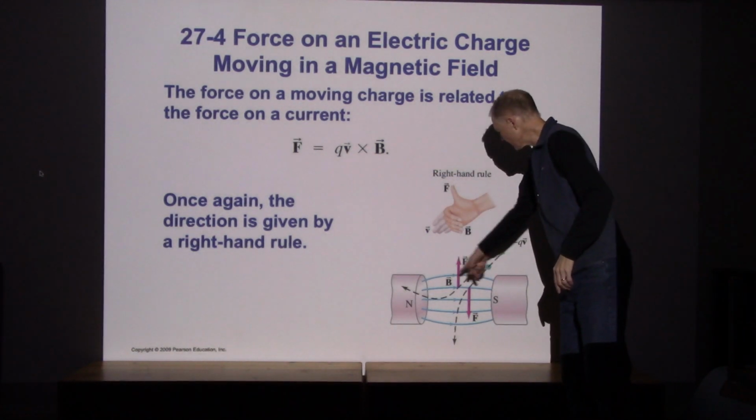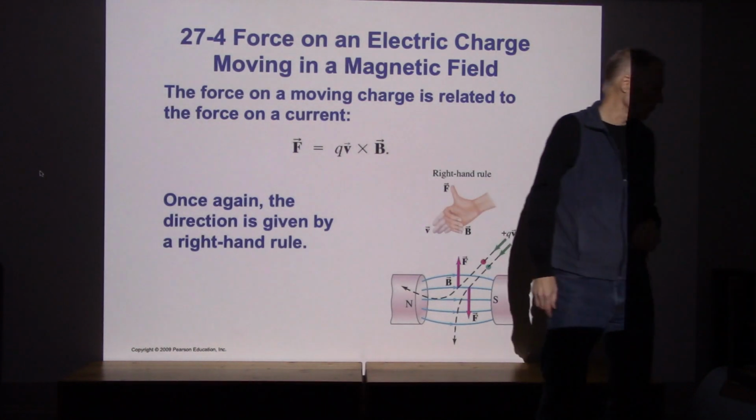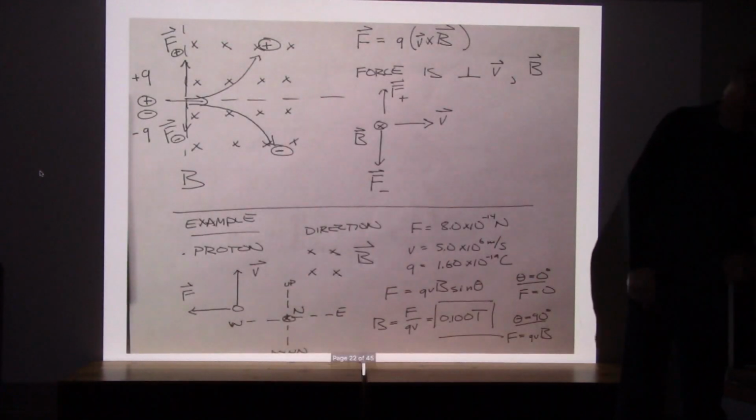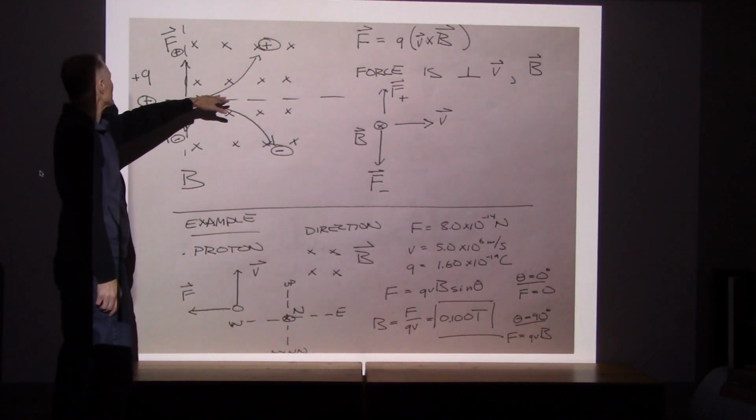Now what they're showing here is if I send these charges into a magnetic field, they're going to get pulled in opposite directions. I think we can get an easier diagram to see. So let's try it. Let's say we got a magnetic field set up like this.